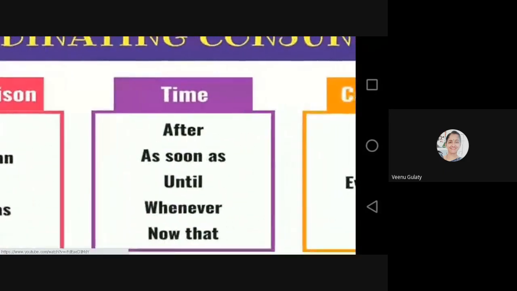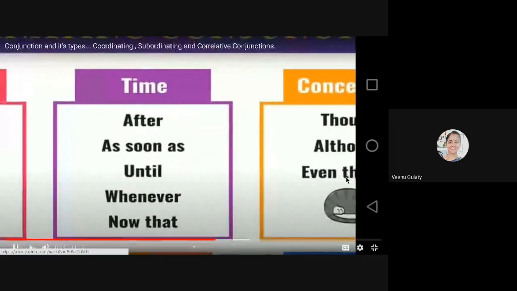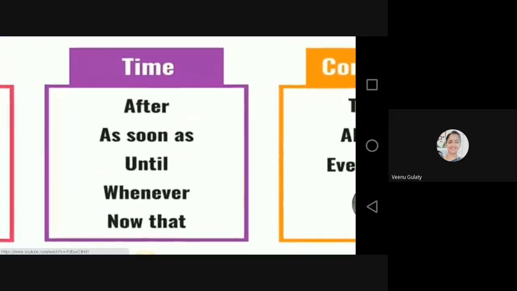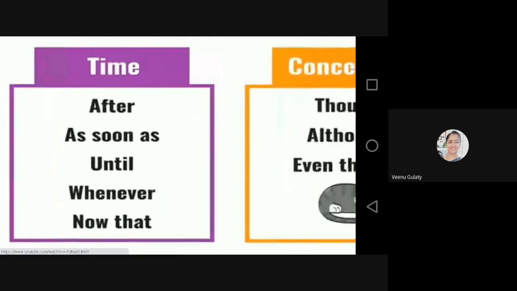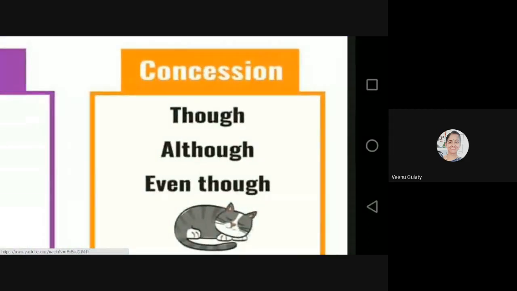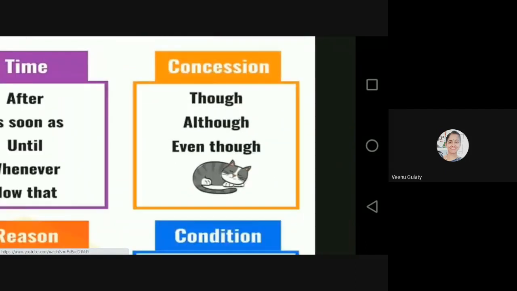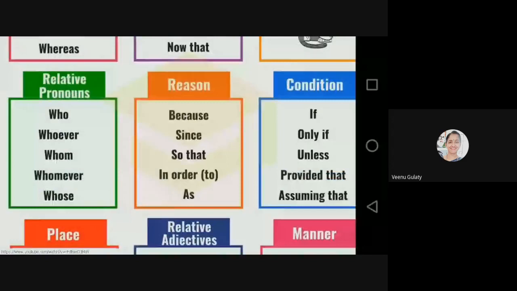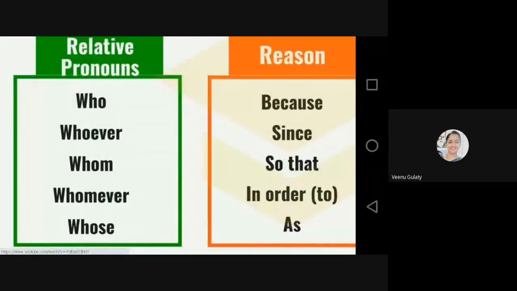Next, we move on to some other subordinating conjunctions. These conjunctions describe time: after, as soon as, until, whenever, now that. Next, concession. In our daily speech, sometimes we can use these conjunctions: though, although, even though. Relative pronouns: who, whoever, whom, whomever, whose. These are relative pronouns.